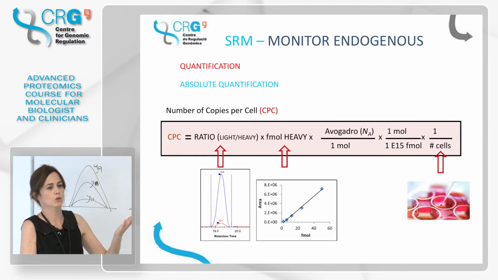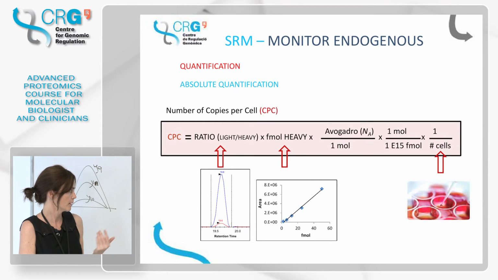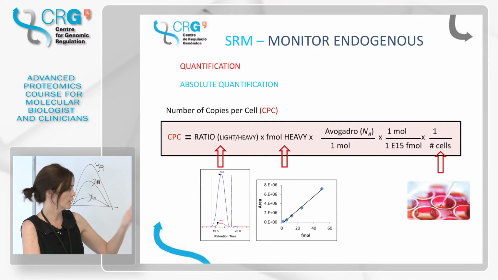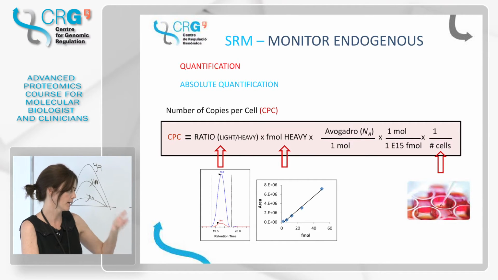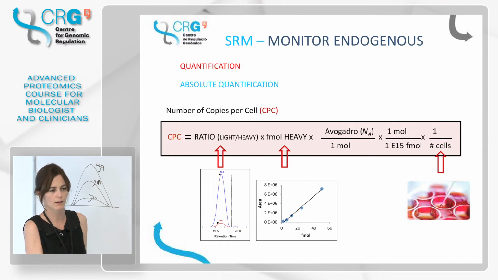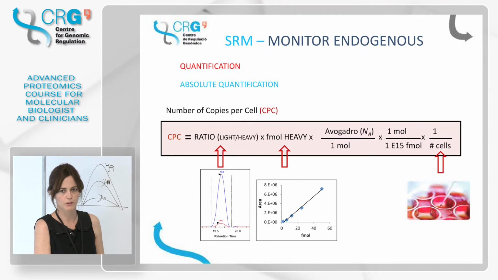Now, if we have absolute quantification, we can calculate the copies per cell of our protein in our sample. We have a ratio, light-heavy. We know the femtomoles of heavy that we spiked, and with the Avogadro number we can calculate the number of molecules. We know how many cells we started with. We can calculate the number of copies of molecules we have per cell of our protein.